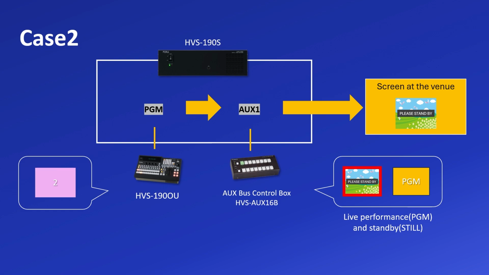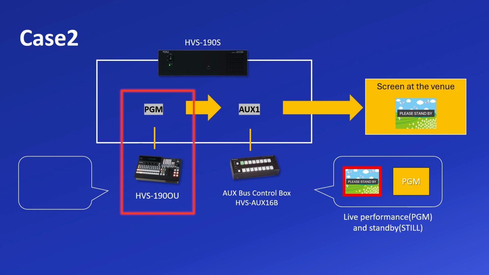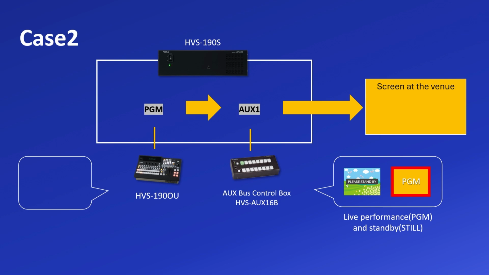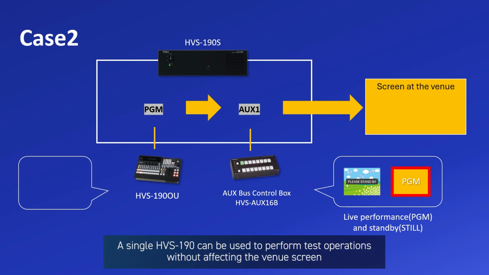even if the video is switched on the HVS-190OU, by controlling the program bus on the HVS-190OU and the auxiliary 1 bus on the auxiliary unit. If program is selected on the auxiliary unit side, the video switched by the HVS-190OU will also be played on the screen. In this way, a single HVS-190 can be used to freely perform test operations without affecting the venue screen.